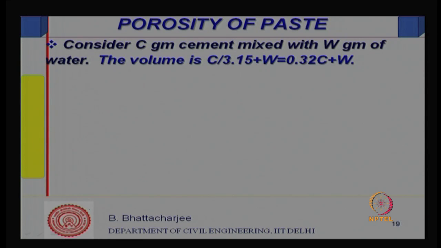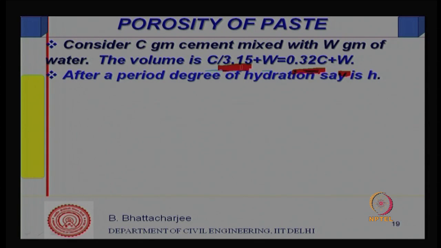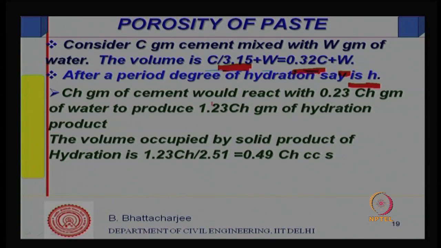And if I consider C gram of cement mixed with W gram of water, the volume would be C divided by 3.15 plus W, so 0.32 C plus W, right, because the specific gravity or density of cement is taken to be 3.15 grams per cc. After a period of hydration, say degree of hydration being H, Ch gram of cement would react, because H is defined as a fraction, with 0.23 Ch gram of water to produce 1.23 Ch gram of hydration product.